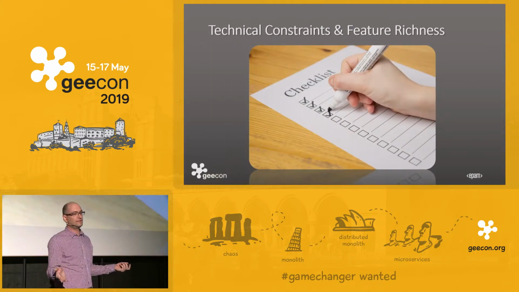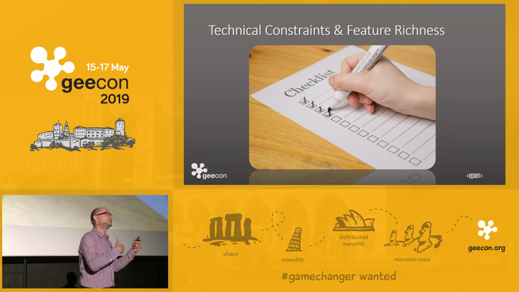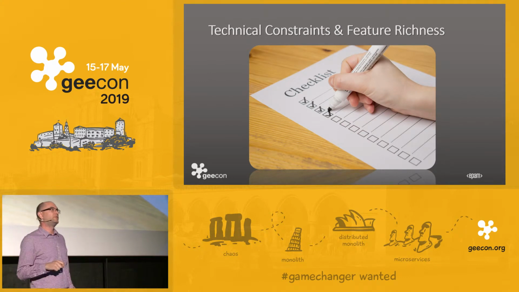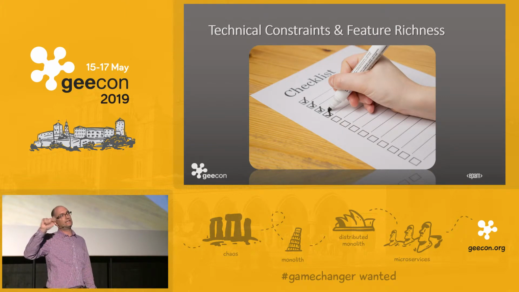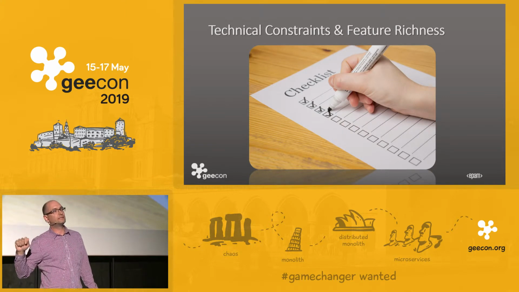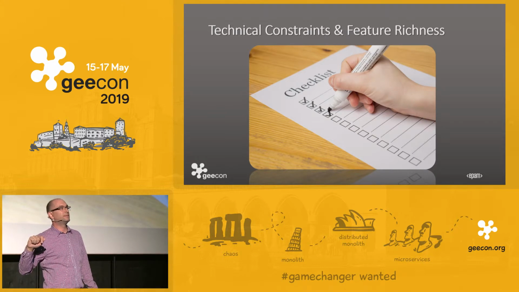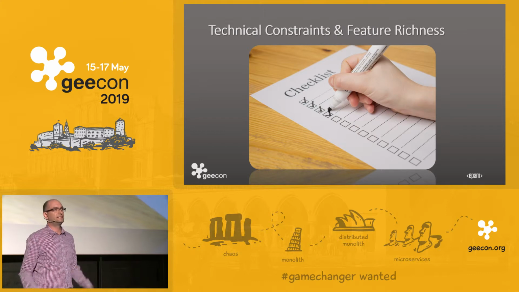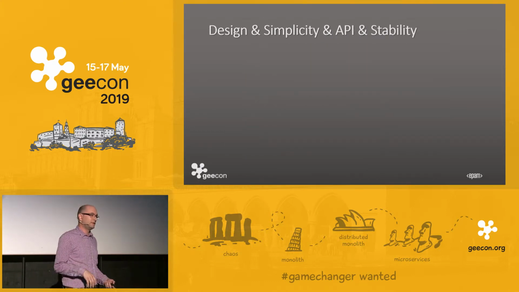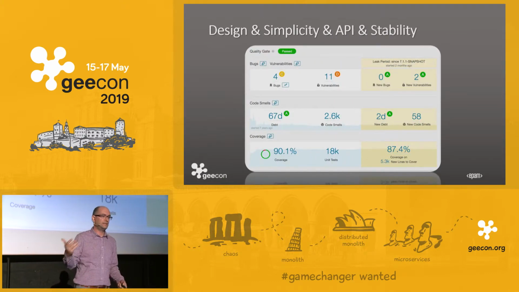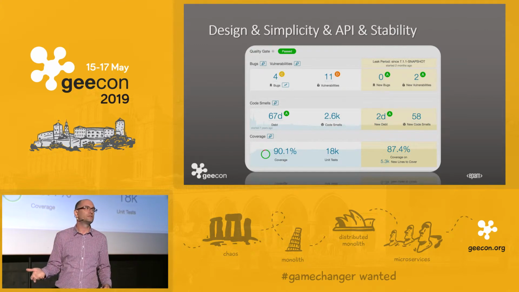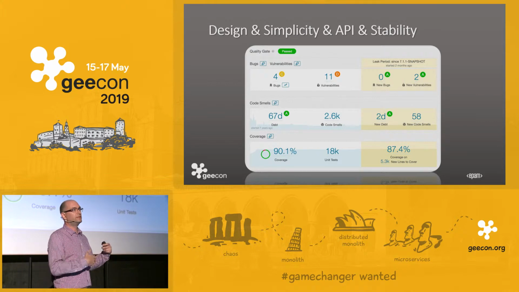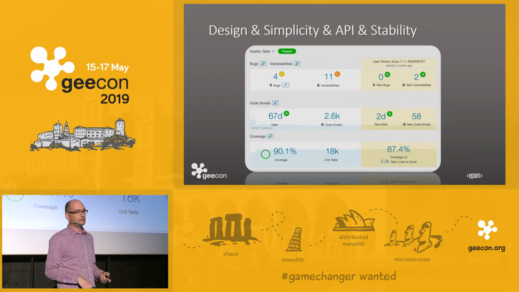Now, for technical constraints and feature richness, a simple checklist will do. But in many cases, the majority of the work is what you put on the right side, what are your real requirements that you are looking after. Okay, because that's what you have to think through carefully, and that's the majority of the work, really. For design simplicity, API, and stability, often I just do a static code analysis.